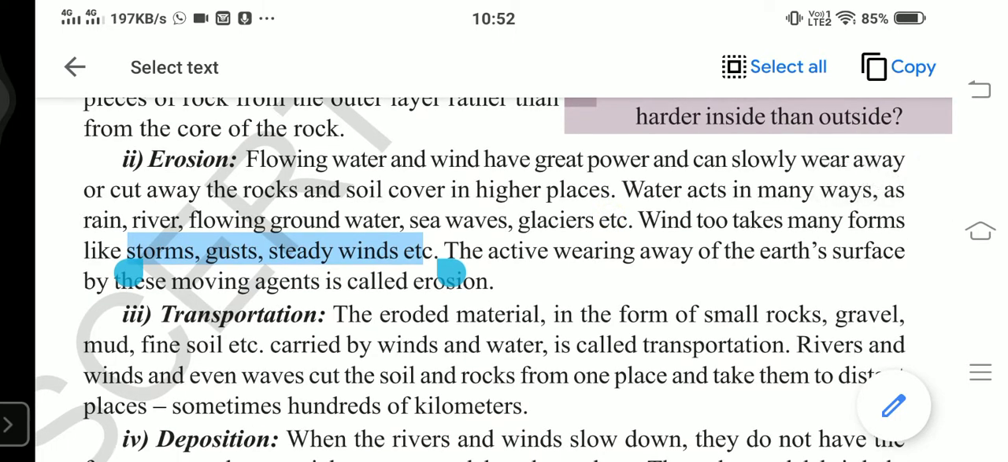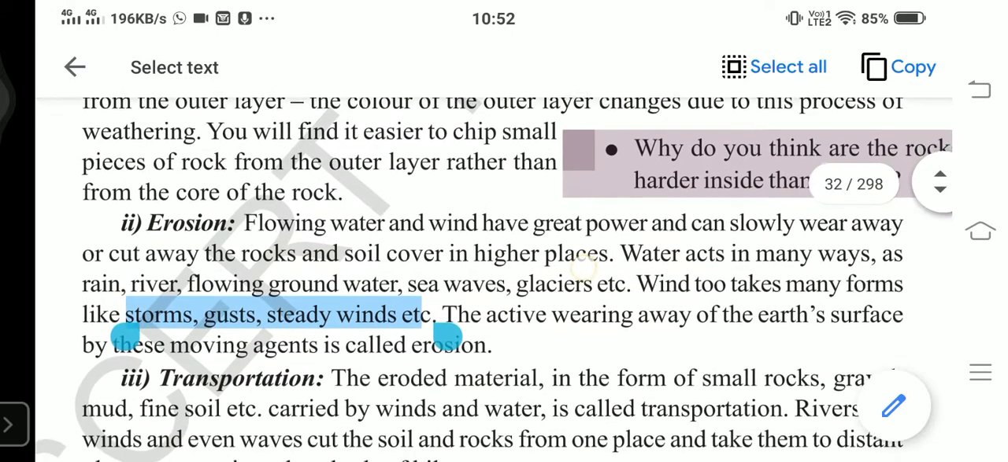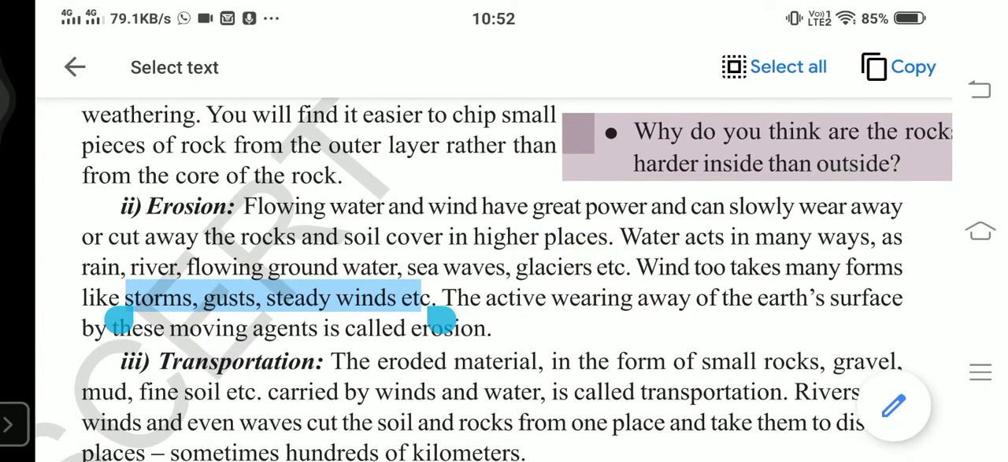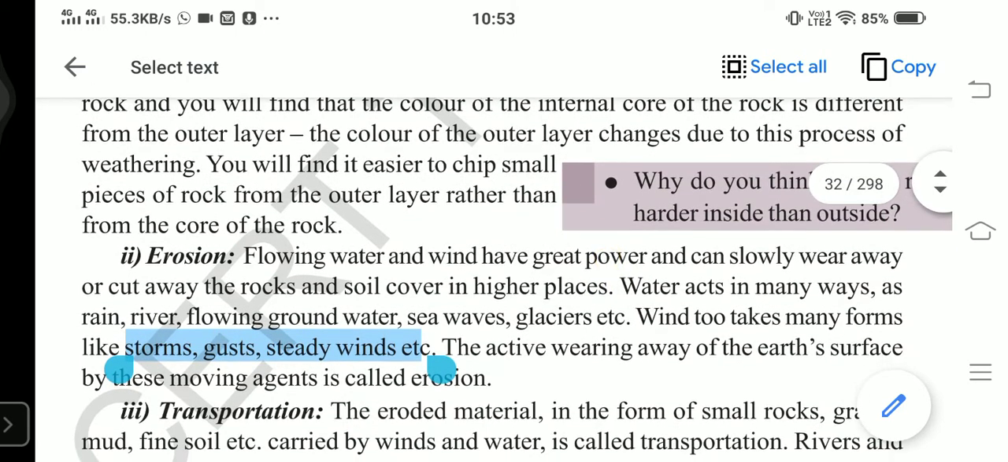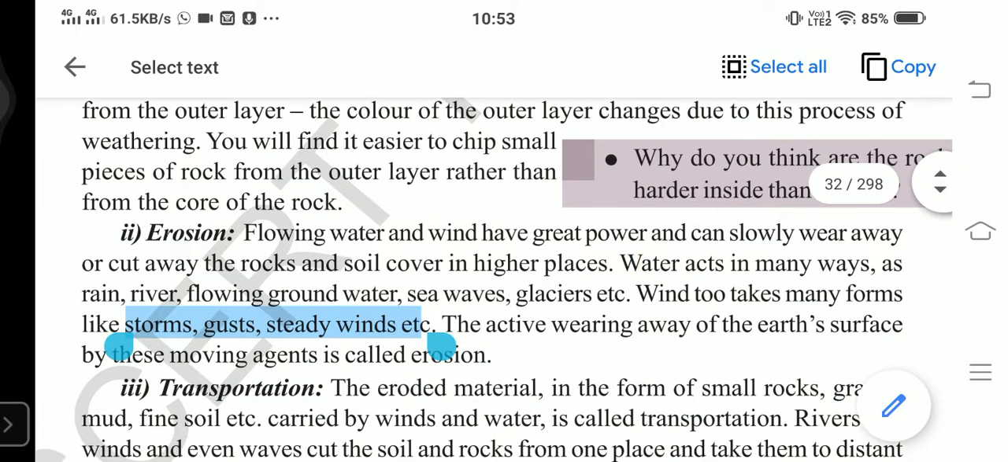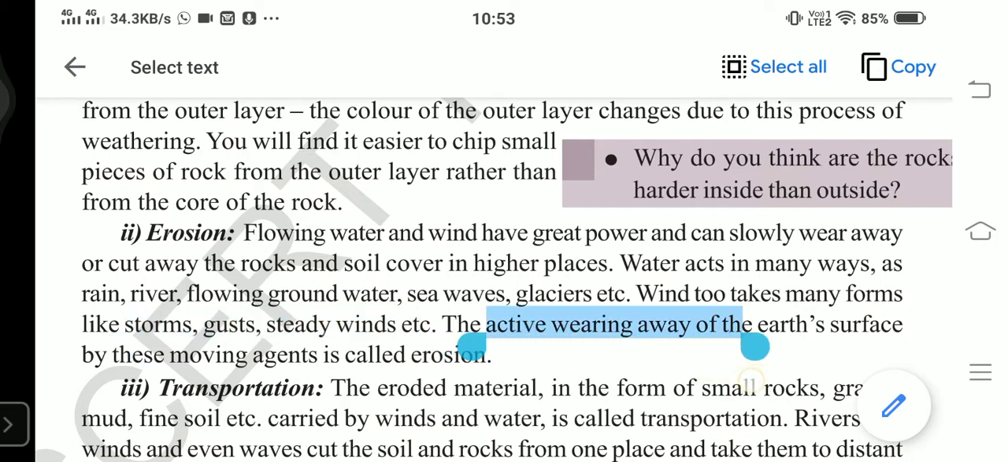Understand? So here you need to keep in mind that erosion is different from weathering. What is erosion? You should write that it is the active wearing away. See, my dear students, I'm selecting the text. The active wearing away of the earth's surface by the moving agents like water and wind is called erosion.